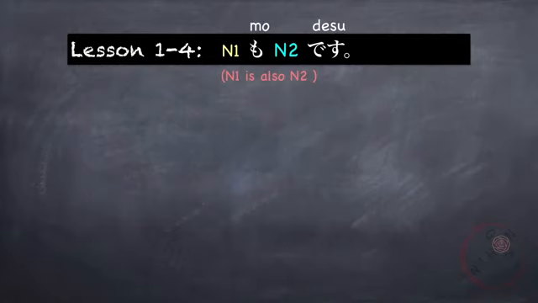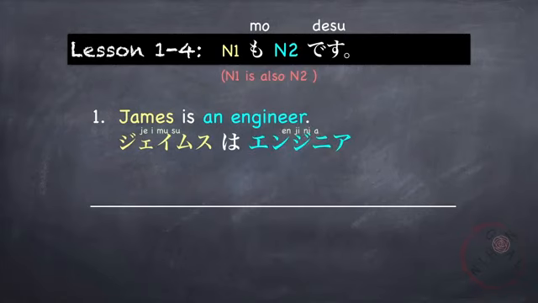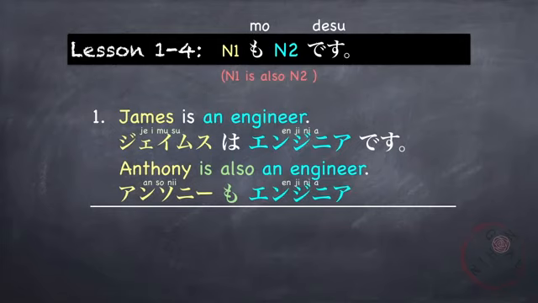Our next grammar is N1 mo N2 desu. This means N1 is also N2. Mo is also. So for example, our sentence is, James is an engineer. James wa engineer desu. And we want to say that Anthony is also an engineer. So we say Anthony mo. We replace wa with mo. Engineer desu. Anthony mo engineer desu. Anthony is also an engineer.